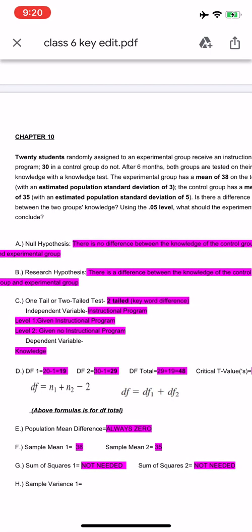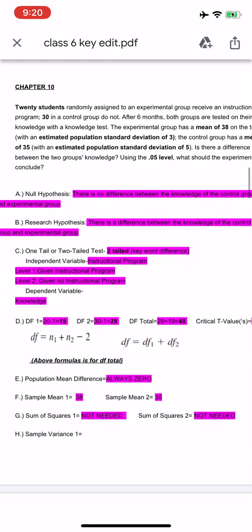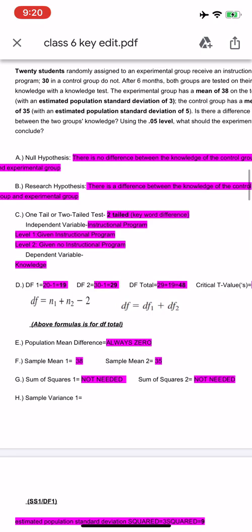The independent variable here, what is being manipulated? The instructional program. And the two different levels are the group that was given the instructional program and the group that was given no instructional program. And the dependent variable, knowledge was tested. So that is a dependent variable because knowledge was measured.